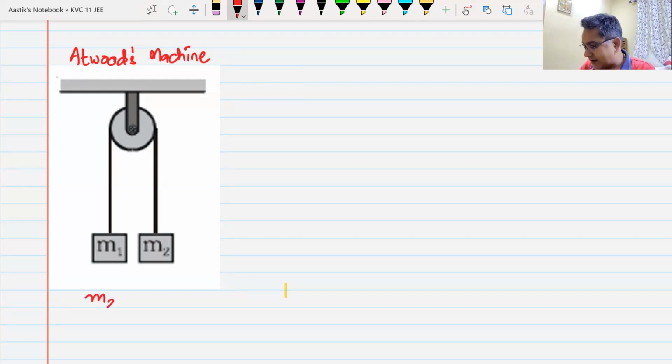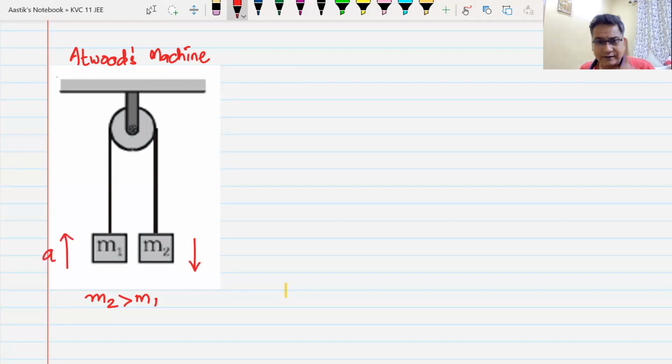If I assume that M2 is greater than M1, that is the condition we normally take, what will happen to this system? Someone will come down and someone will go up. What will go down, M2 or M1? M2 goes down. Everyone understand this? No physics, this is common sense. And M1 comes up.